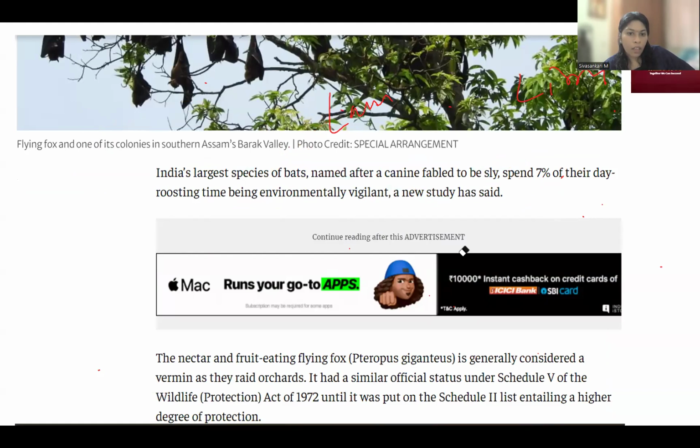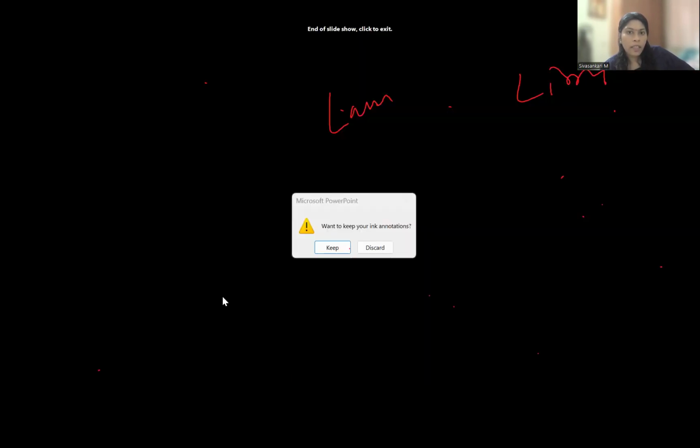It's a flying fox. It's considered vermin. That's it.